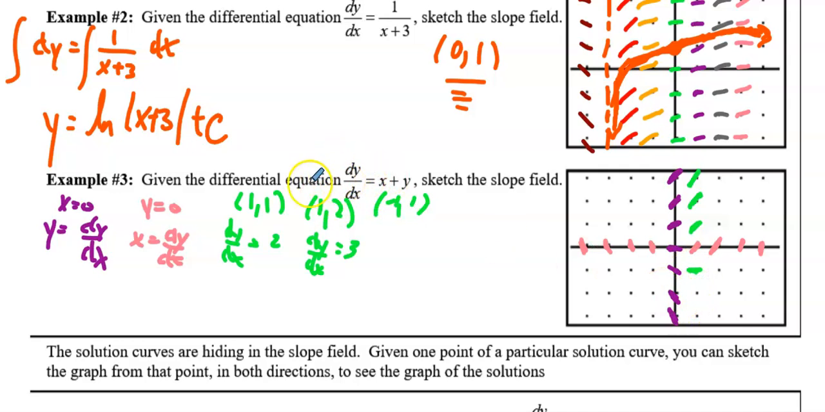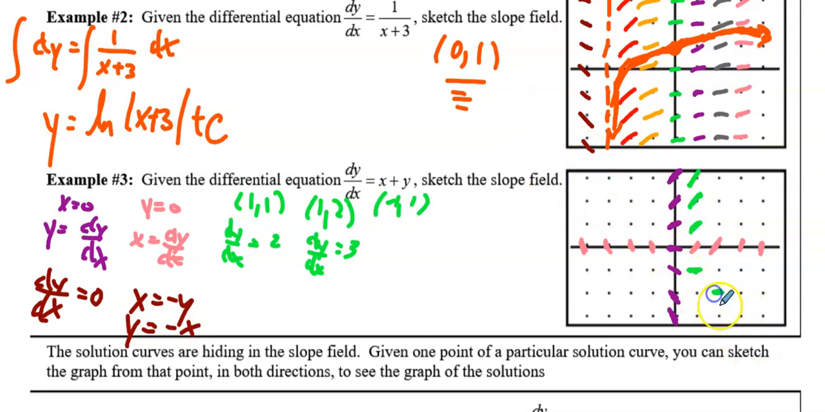Well, what can I do to make dy/dx equal to 0? So dy/dx will be equal to 0 when x is equal to negative y. If I make this equal to 0 and solve, I can say that x equals negative y, or y equals negative x. It doesn't matter. So let's do it that way: y equals negative x. So the line y equals negative x is what you see right here.